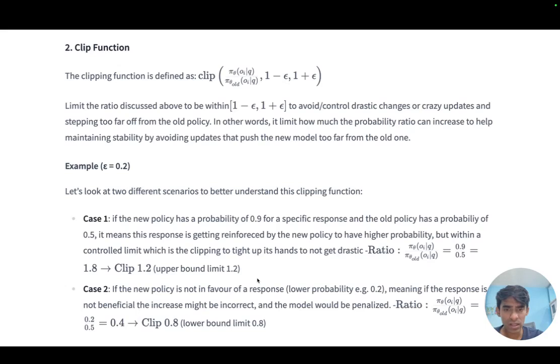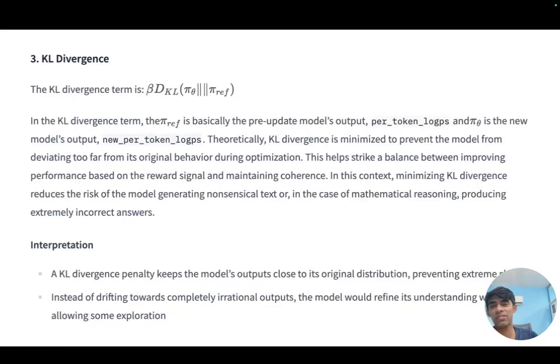Okay, because you have 1 minus eta, that is 0.8, and 1 plus eta, that is 1.2, you can't exceed these numbers. Because 1.8 was closer to 1.2, that's the reason it's reaching there. Okay, similarly, if the policy is not in favor of that, you will get 0.4. But because 0.4 is too much of a difference, you are going to scale it up to 0.8. So yeah, now the KL divergence, I think most of you already know.